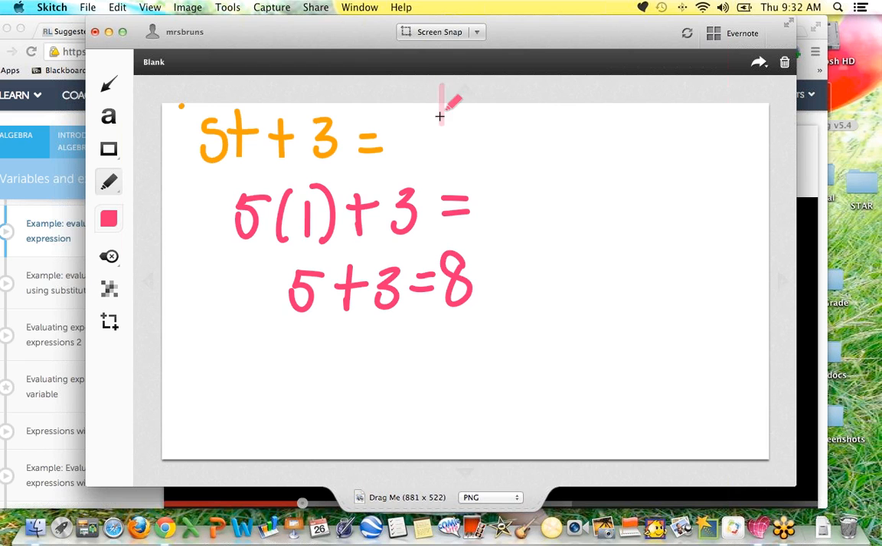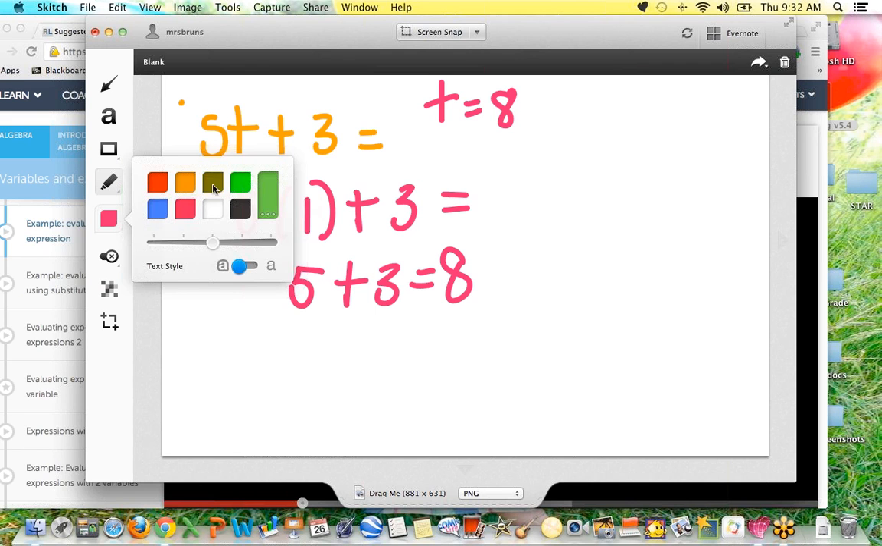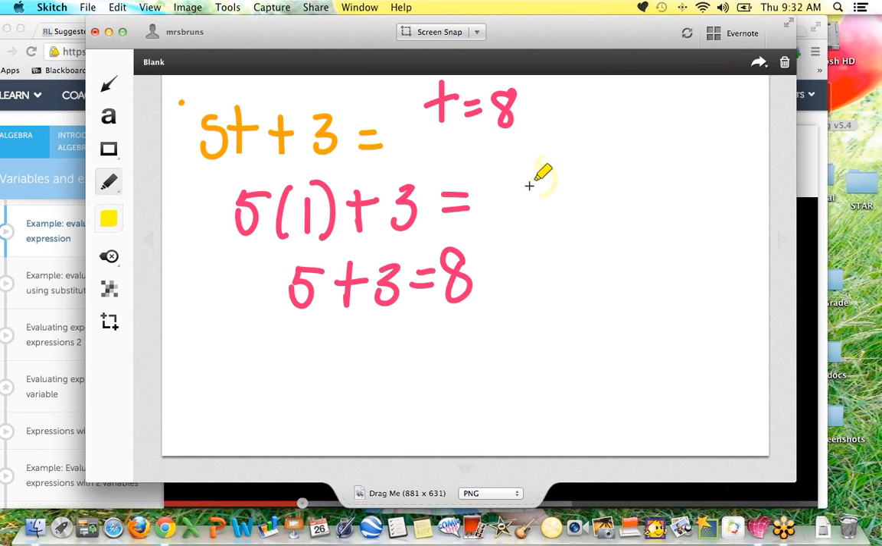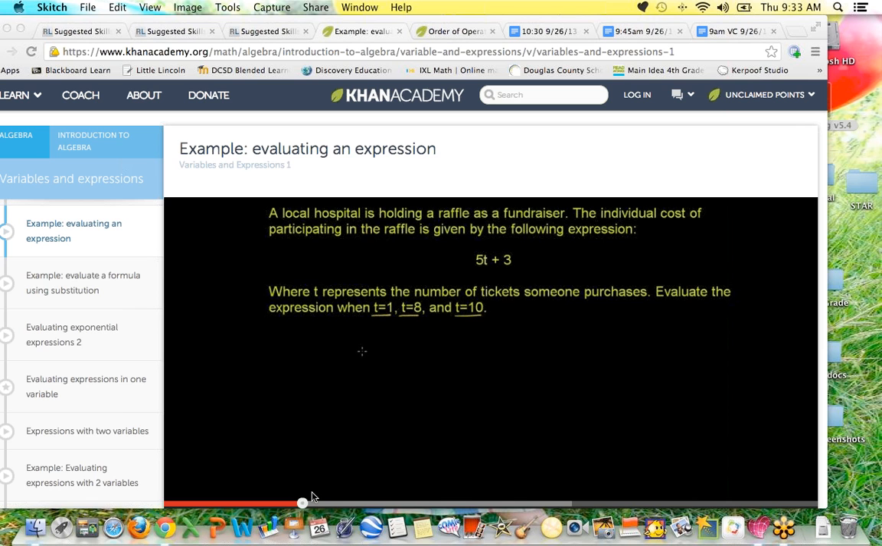Now let's say for our second example that t equals 8 instead of 1. So now, how do you rewrite that equation? It would be 5 times 8 plus 3. So if I bought 8 tickets, how much would that equal? Very good, Tyler. Should be pretty easy. 5 times 8 is 40 plus 3. Very good. All right. You guys are doing great this morning.